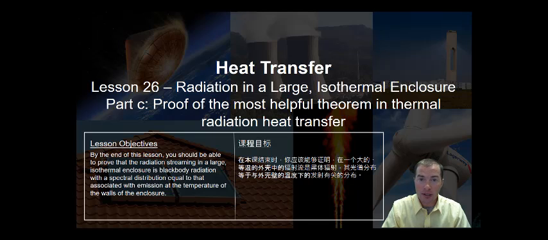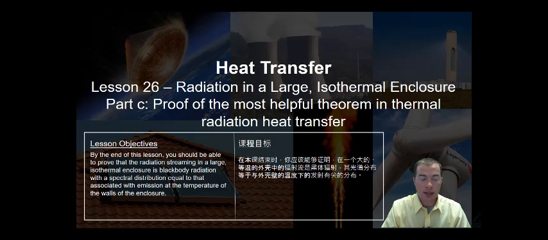The power of this simplification cannot be understated. It enables the solution of a vast array of radiation heat transfer problems. Because it is so important, in this part of the lesson, we will prove to ourselves that the radiation streaming in a large isothermal enclosure is indeed blackbody radiation at the temperature of the walls of the enclosure.